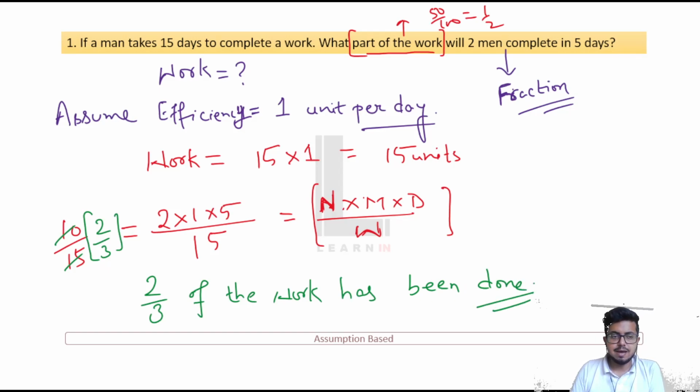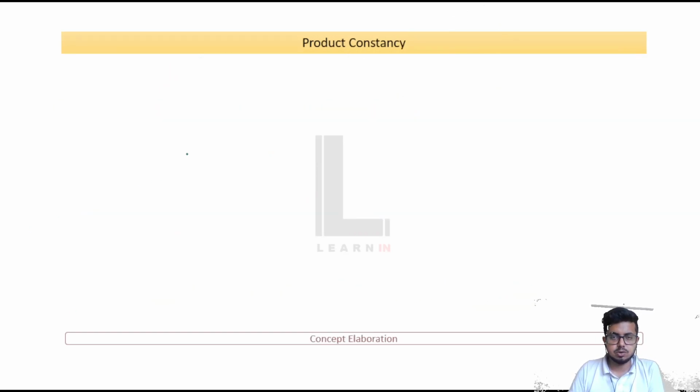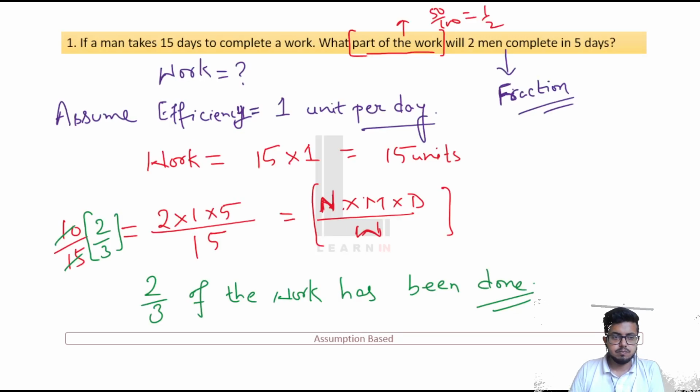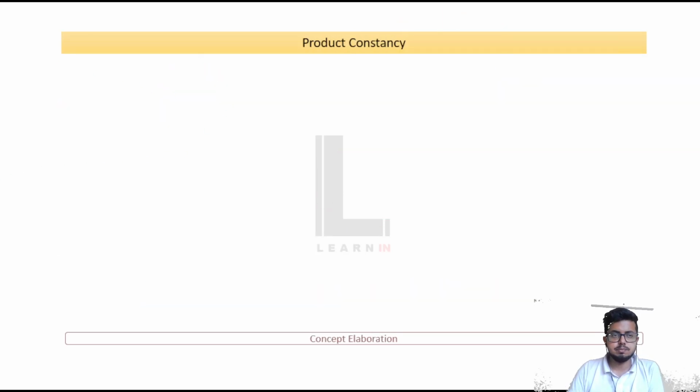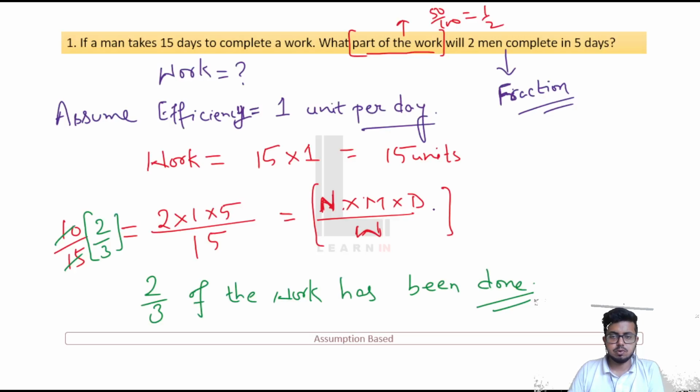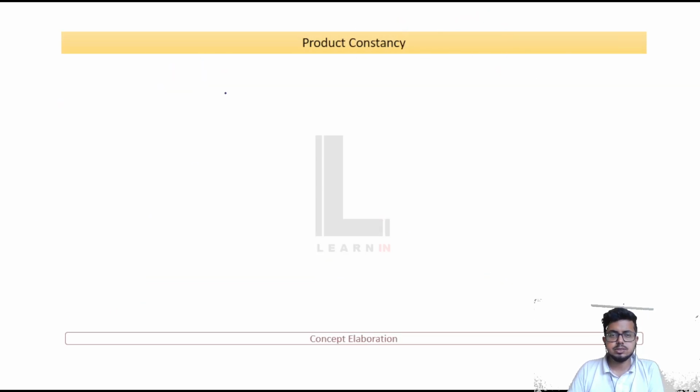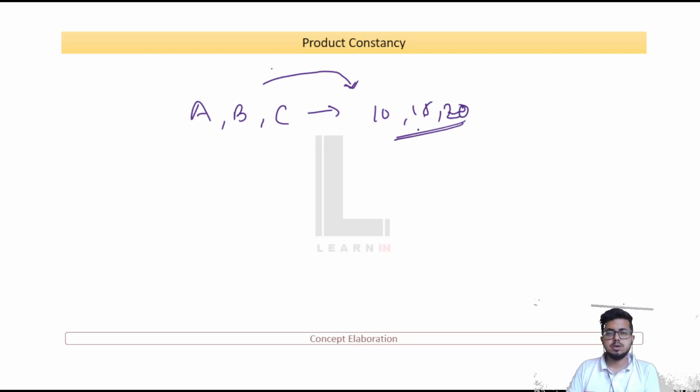Now since we have got this method, right, product constancy, we would get what product constancy means. Since we have got this formula, now product constancy is what? For example, if we are doing a certain work, we have been giving the same work to different kinds of people. For example, A, B, C were doing the same work in 10, 15 and 20 days, right?